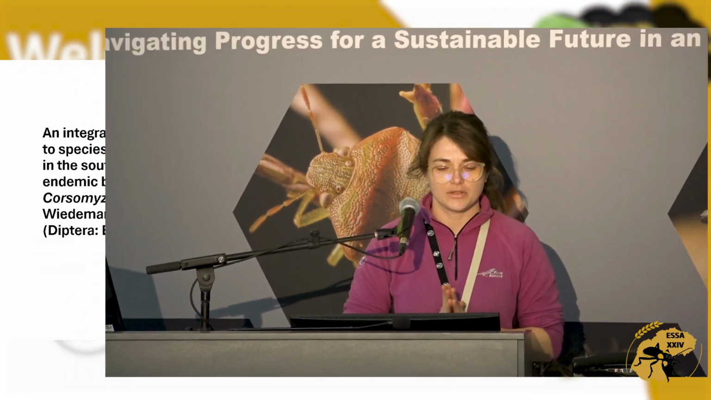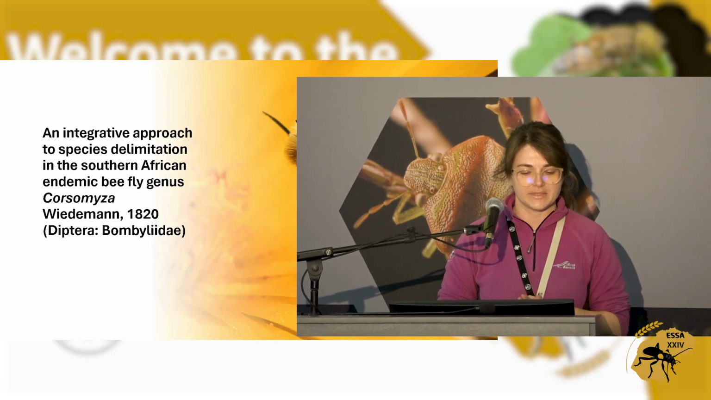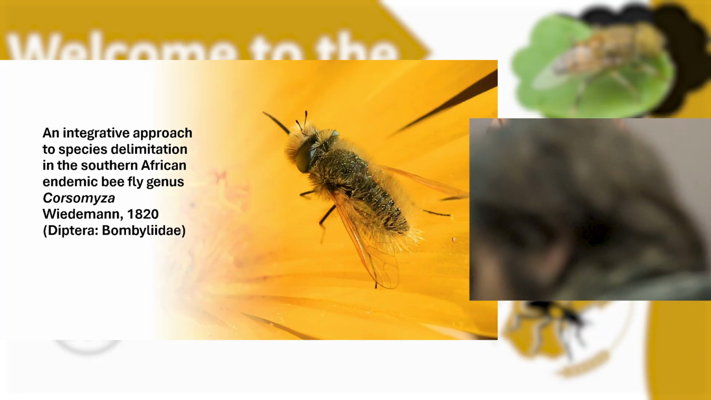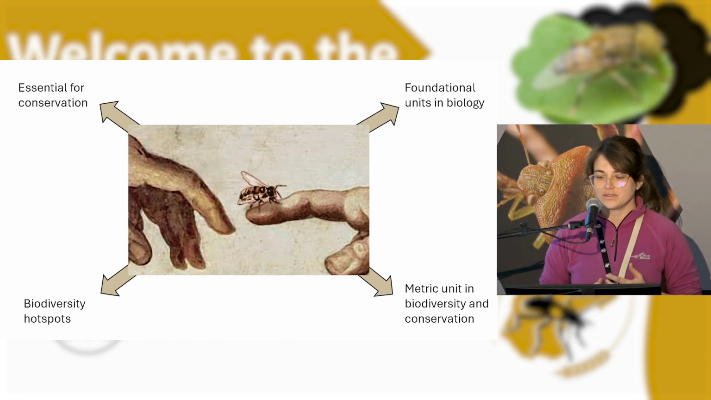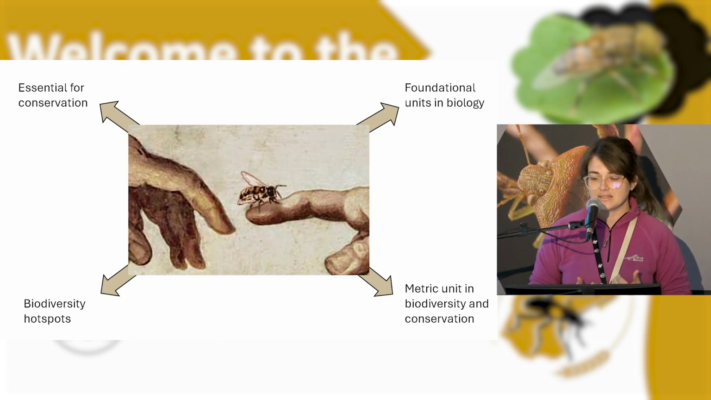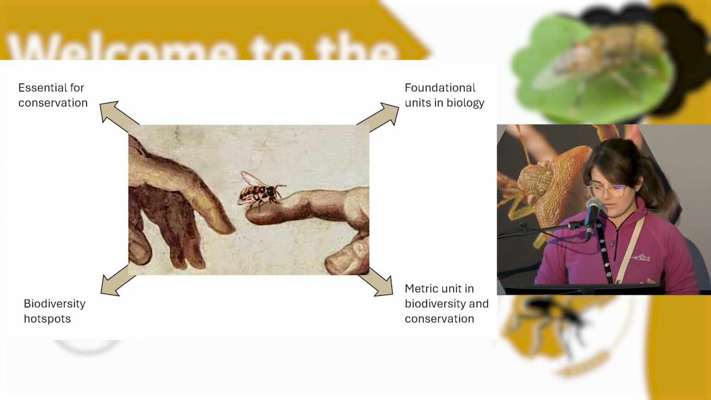So let's jump into an integrative approach to species delimitation of Corsomyza. When we talk about species, we talk about how they are foundational units in biology and used as a metric unit in biodiversity studies and conservation. Understanding what a species is is important for conservation work in areas with high densities of species, such as biodiversity hotspots, that can only be identified when we are able to accurately delimit species. Misidentifying species can lead to poor decisions about where to direct conservation resources, so understanding and classifying species correctly isn't just academic, it's essential for protecting the world's biodiversity.